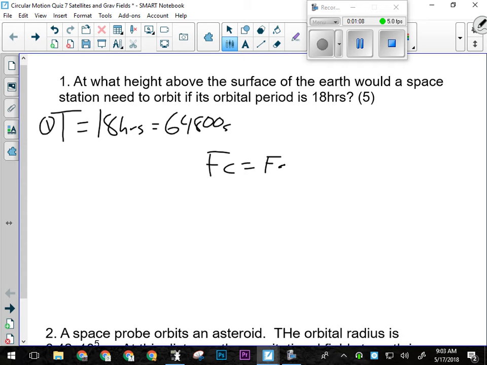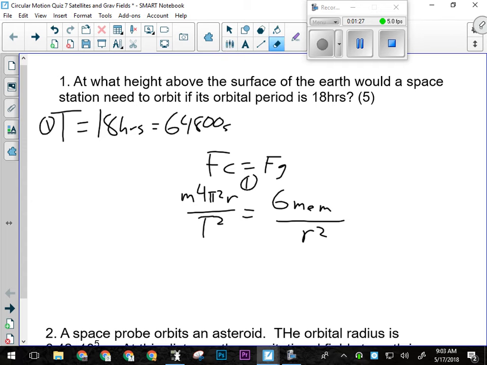So we got FC equals FG. That's going to mean that we're going to need the substituted formula this time. So M times 4 pi squared R over T squared equals big G times the mass of the Earth times M over R squared. All right, so we already know the mass of the satellite. Sorry, give them a mark for this step. We already know the mass of the satellite is going to cancel, so we can take that off right away.